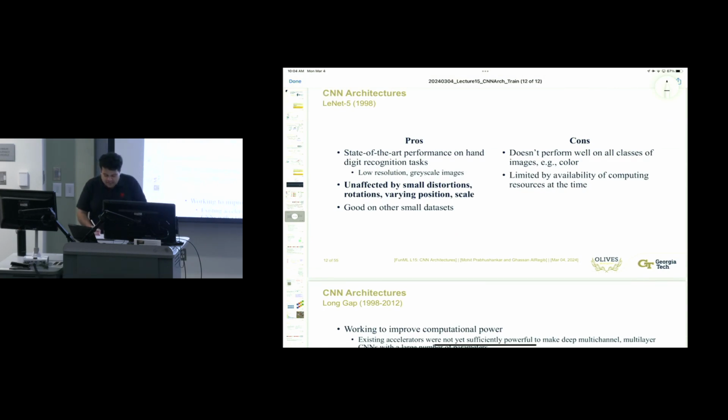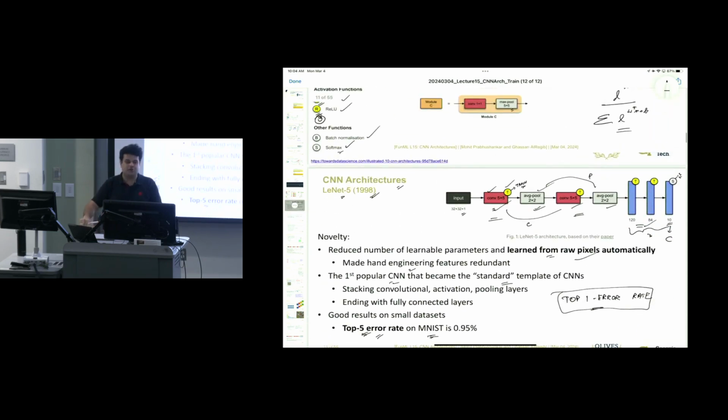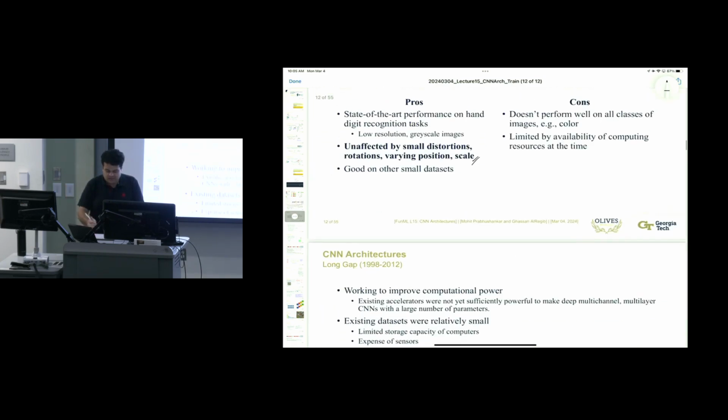So a very important part here was that it is unaffected by small distortions, rotations, varying position and scale, because we are using this pooling layer. Stacking convolutions and having a pooling layer means that there is a receptive field. It's looking at the entire image, not just a small portion of the image, and you're able to then extract. It doesn't matter where the eye is, for instance. So it's unaffected by small distortions, varying positions, scale, and all these things. It's still able to find your results.